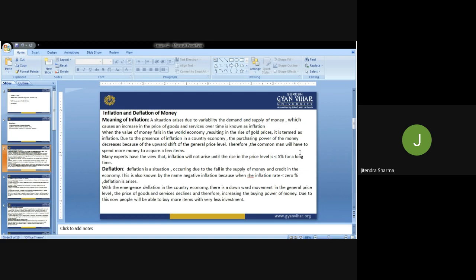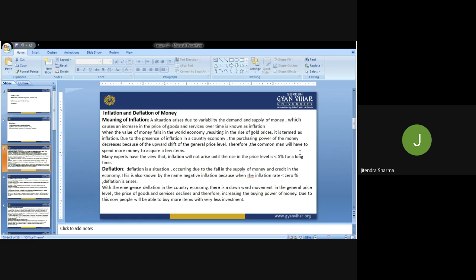Many experts have viewed that inflation will not arise until the rise in the price level is more than 5% for a long time. Those who have economic expertise, this is their opinion. Then the second thing, which is very important simultaneously, just like inflation, is deflation.